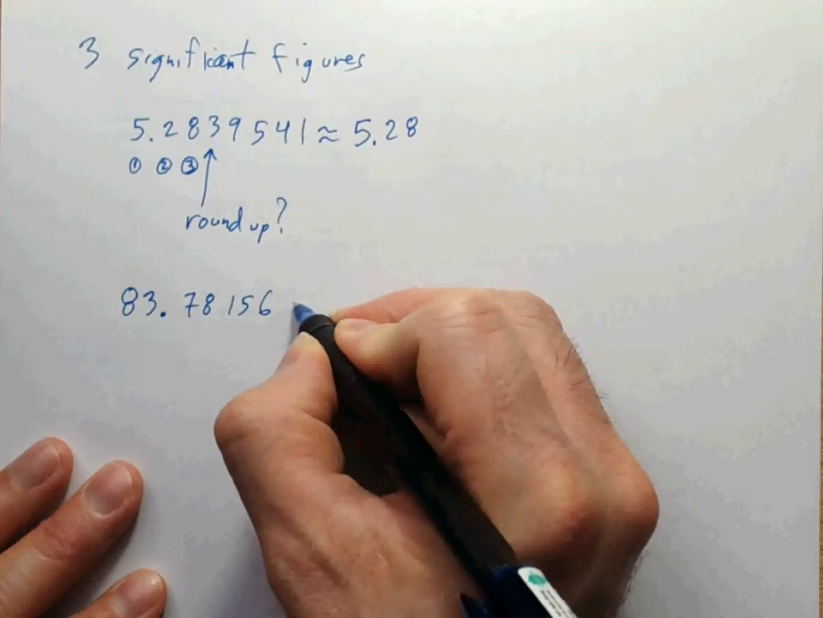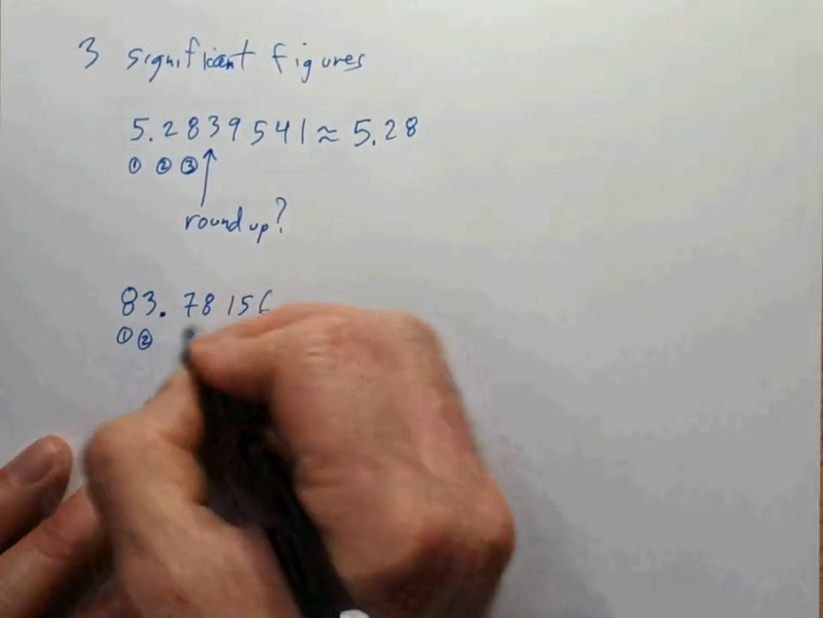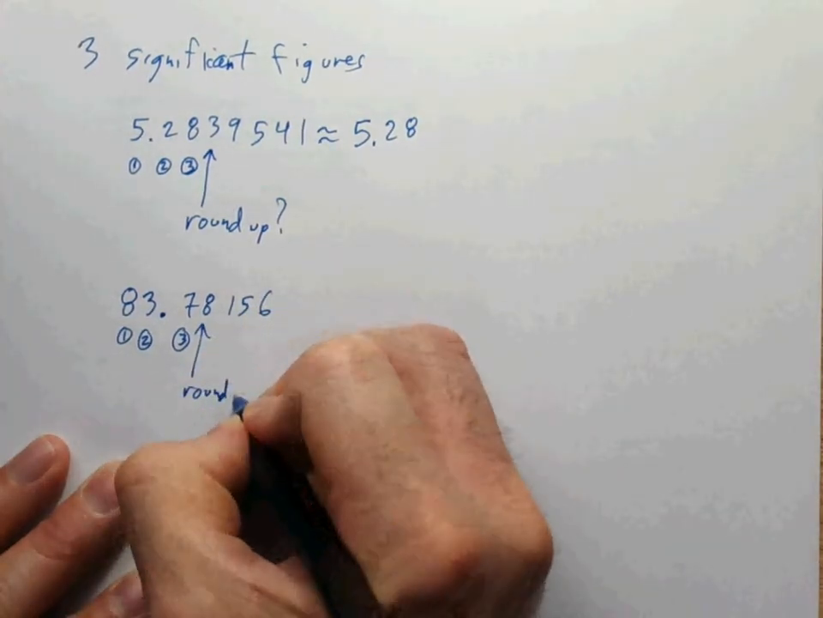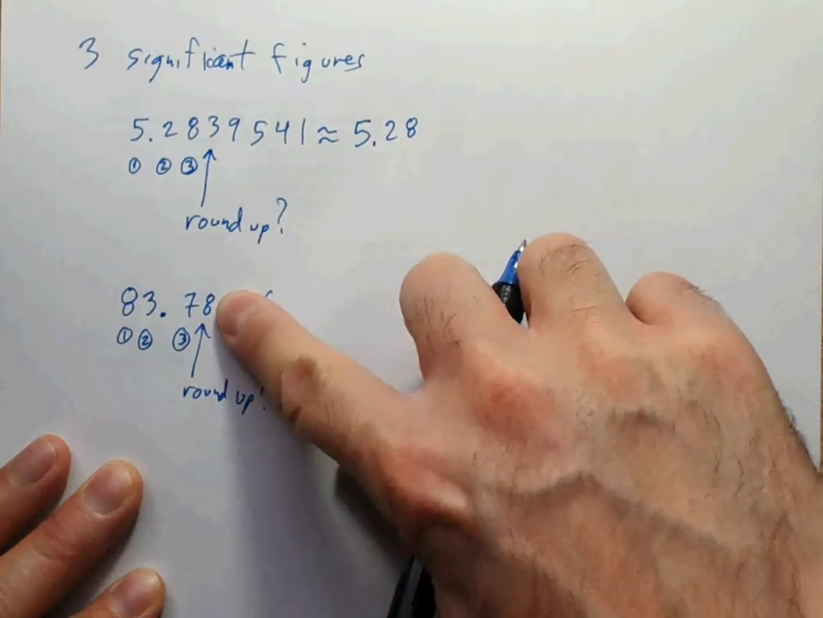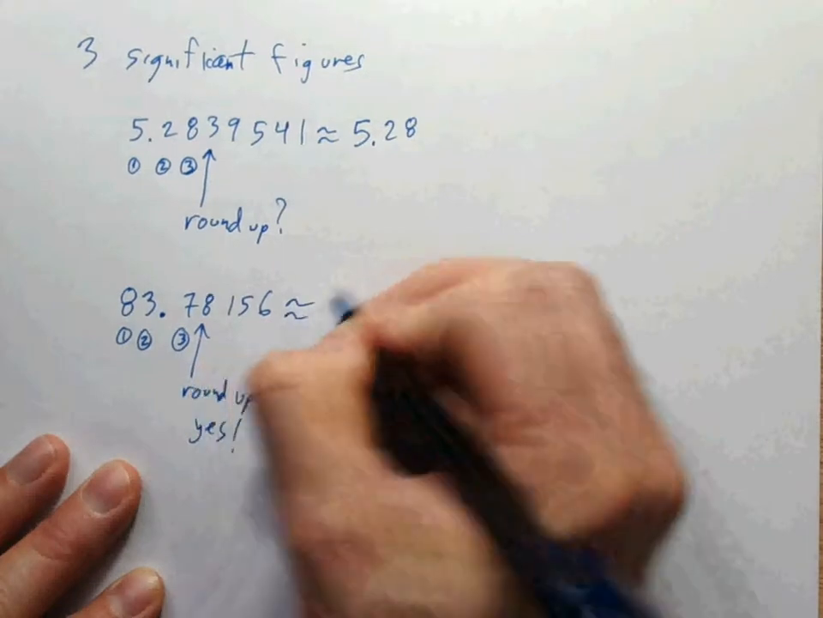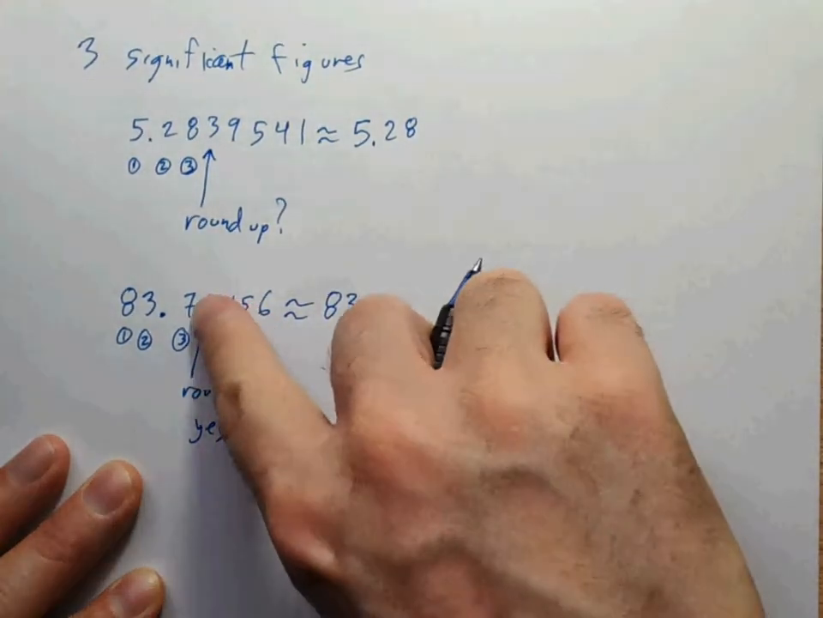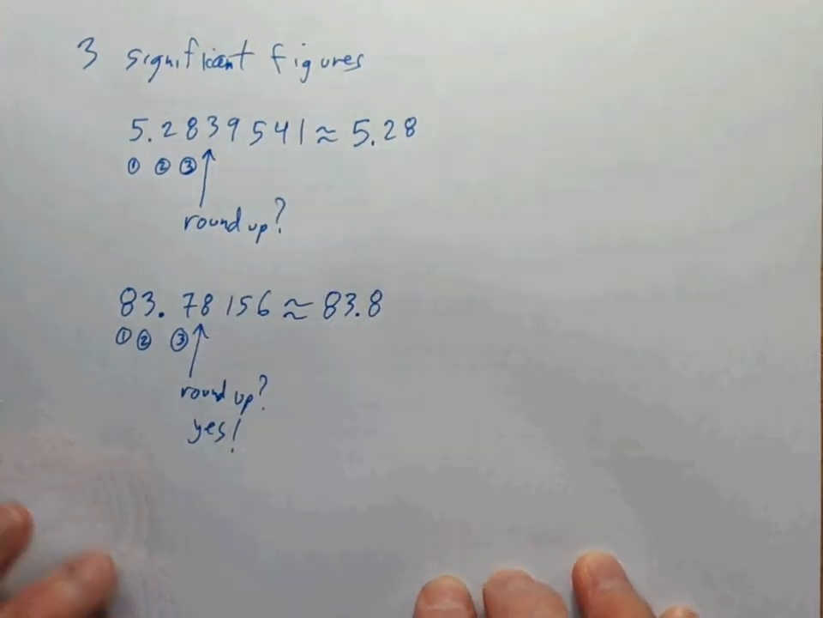Okay, so you're back. Here's the idea. This is the first significant figure, second significant figure, third significant figure. Do I round up? Is this 5 or more? Yes, it is. So I do round up. So that means this is approximately equal to 83. Instead of 7, I'm going to write 8. Okay, let's try another one.